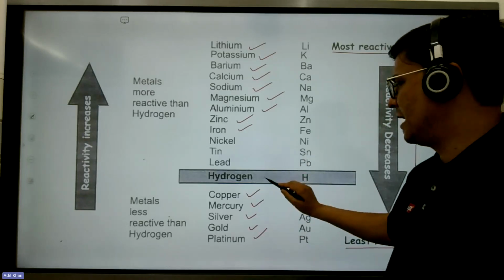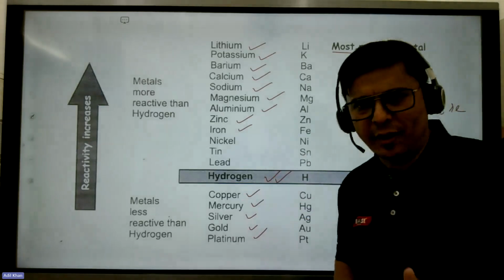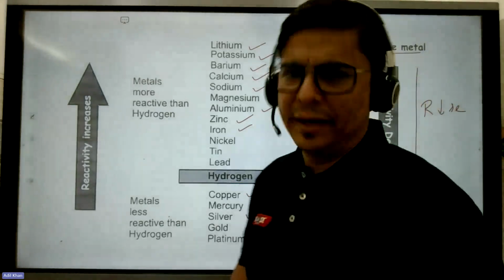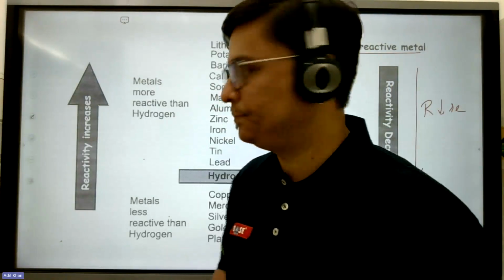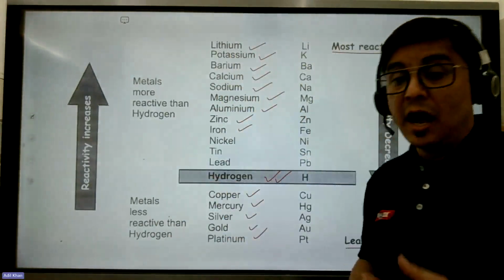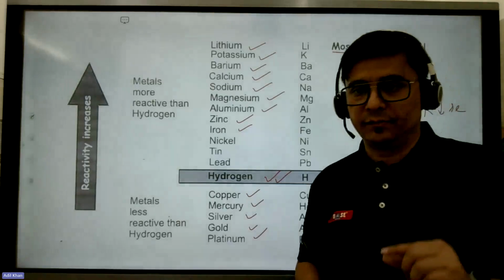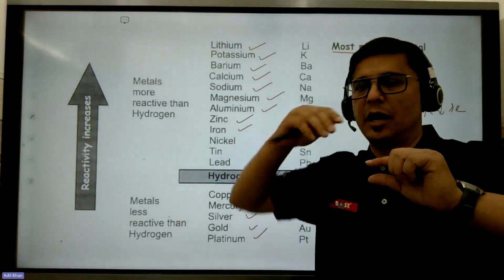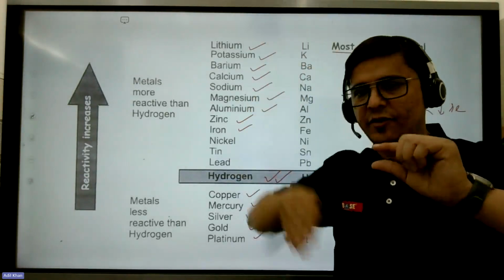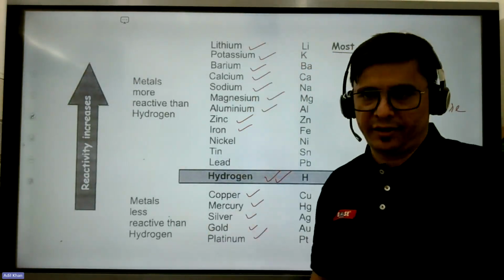In between them, there is hydrogen, which is a non-metal. Hydrogen is not a metal, it's in the gaseous form. Metals are generally solid with the exception of mercury, which is in the liquid form. Hydrogen is a gas. Hydrogen is a reference metal, so it is dividing the entire reactivity of metals. Above side, everything is reactive. Bottom side, everything is non-reactive.